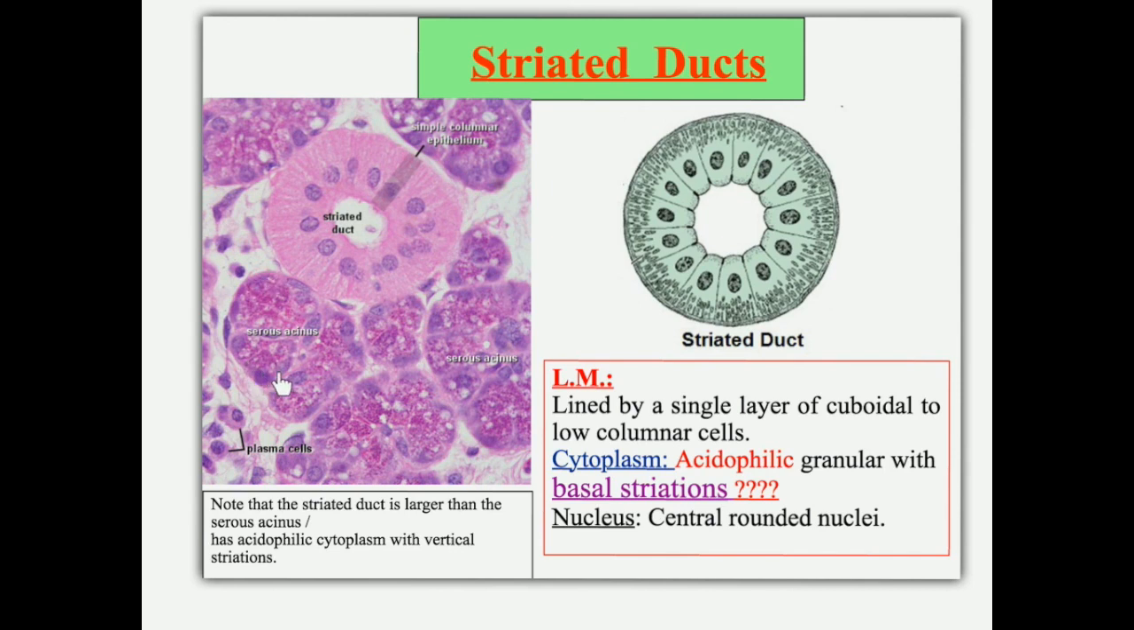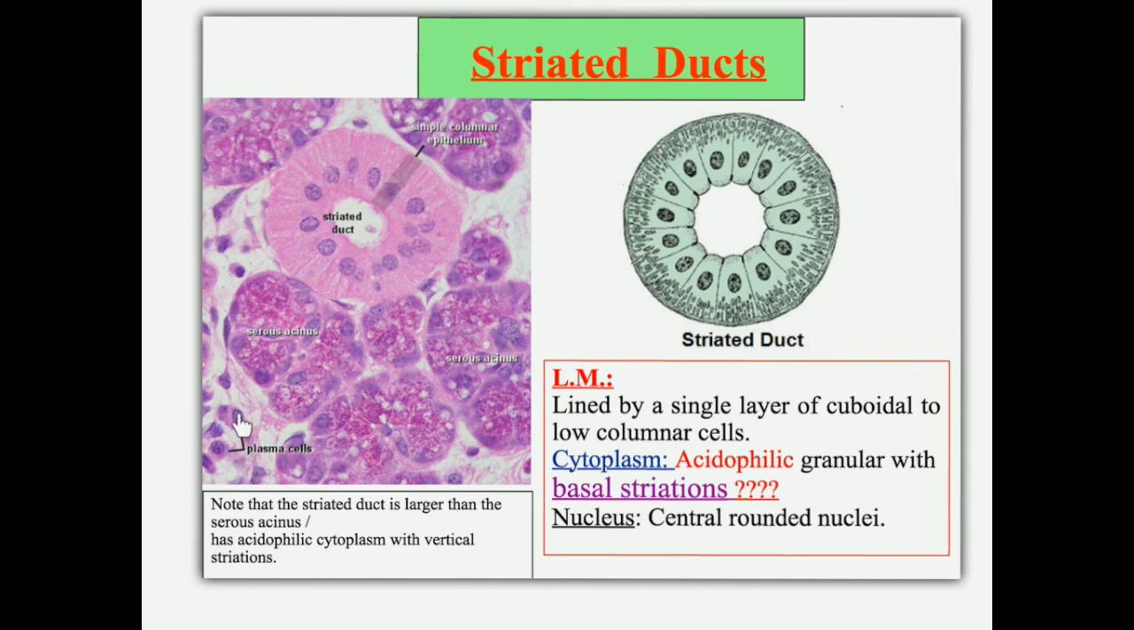Here we have the acinus formed of these serous cells, which are granulated. This is the serous acinus. Here we have the granulated cytoplasm, apical acidophilic granules, and the rounded nucleus. And we have here the myoepithelial cell.